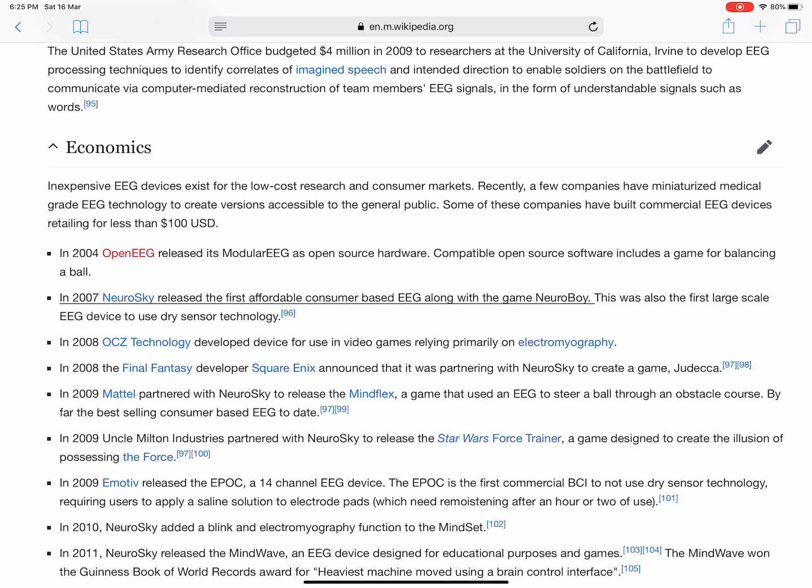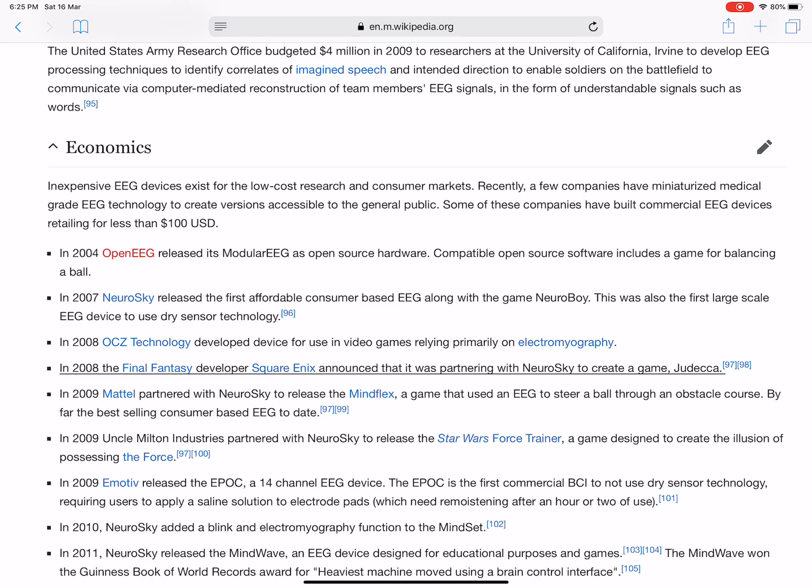This was also the first large-scale EEG device to use dry sensor technology. In 2008, OCZ Technology developed a device for use in video games relying primarily on electroencephalography. In 2008, the Final Fantasy developer Square Enix announced that it was partnering with NeuroSky to create a game, Judeka.